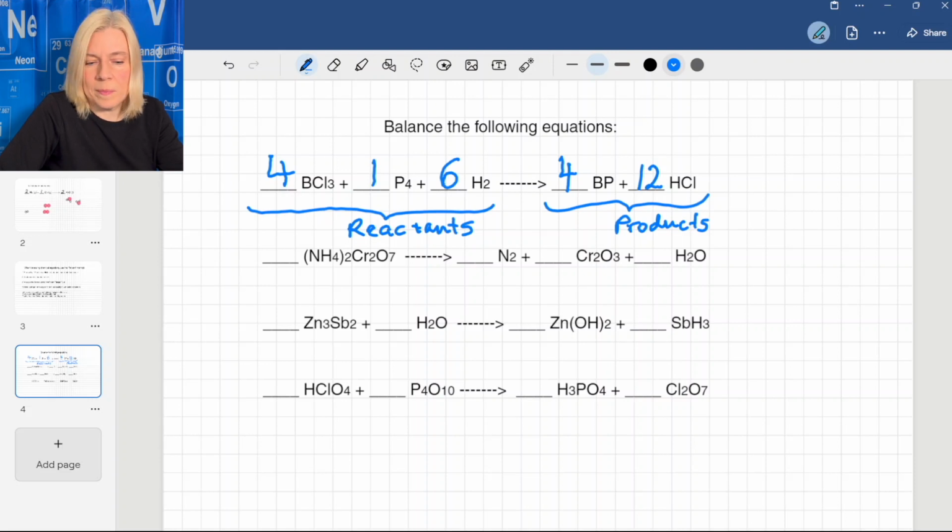Let's go to the next one. I think you agree with me that the first compound is the most complicated one. So let's put a 1 in front of it.